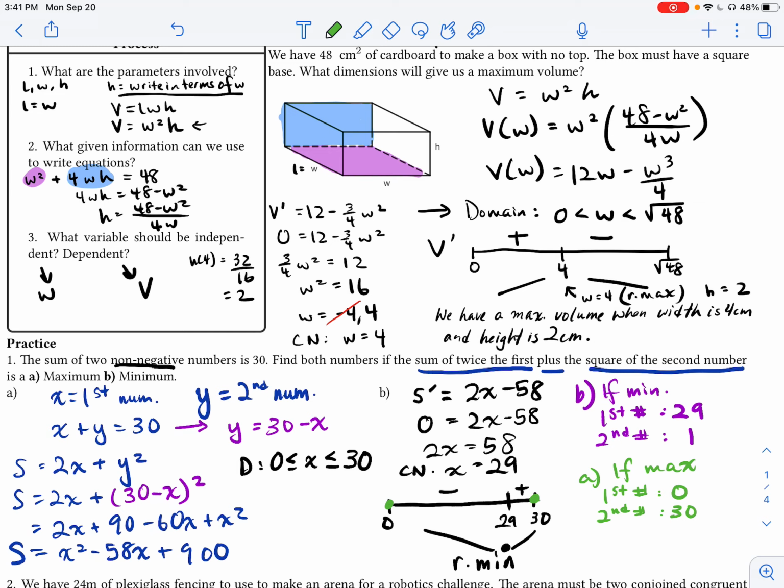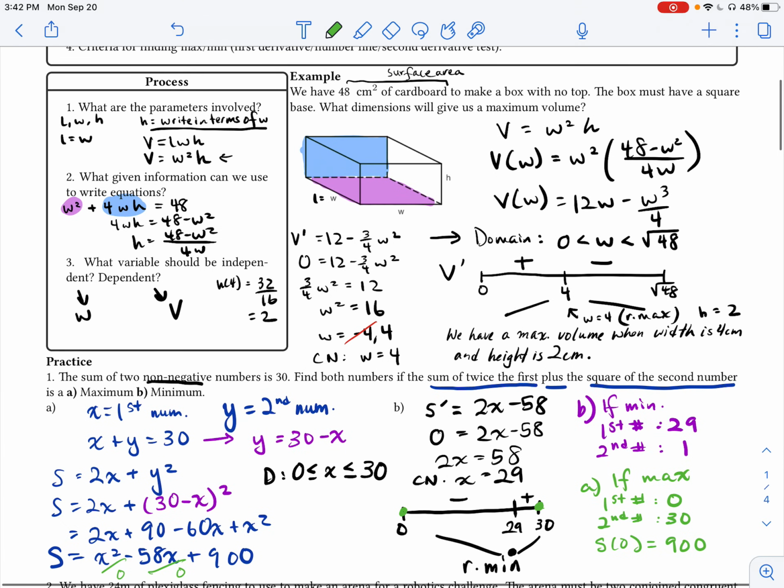And when our first number is equal to 0, then that means this is 0, this is 0, and then our maximum here, we could say that s of 0 is equal to 900. So that is the maximum sum that we can get here. The maximum sum will occur when our first number is 0 and the second number is 30. So hopefully this helps give you a sense of how to set up optimization questions and really just making sure that we are able to find a function in terms of our independent variable.